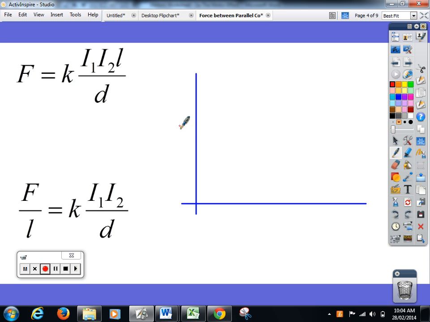The first one has F in this position, and current is in this one. It doesn't matter if it's I1 or I2, it's just current. Okay? Everyone found the graph?